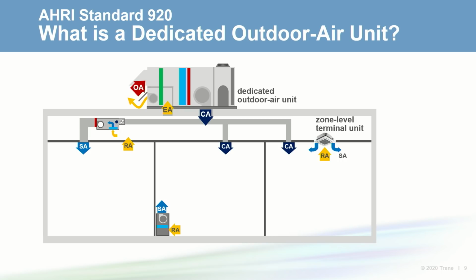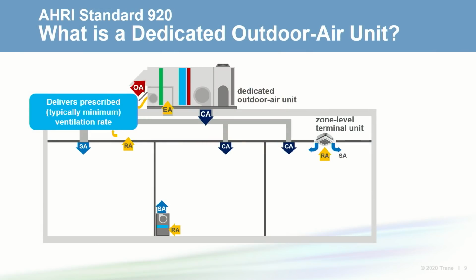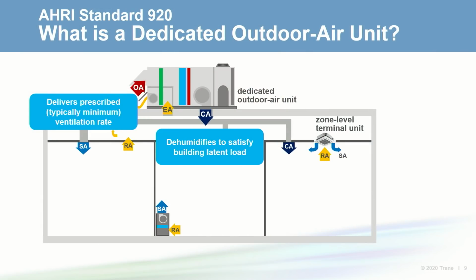characteristics of this definition. First, a dedicated outdoor air unit is sized to deliver the amount of outdoor air prescribed for ventilation. Now, typically, this is just the minimum quantity of outdoor air required by the building code or ASHRAE standard 62.1. Second, this unit is used to dehumidify the outdoor air to satisfy the building's latent load. We're going to talk a lot about this during today's program.